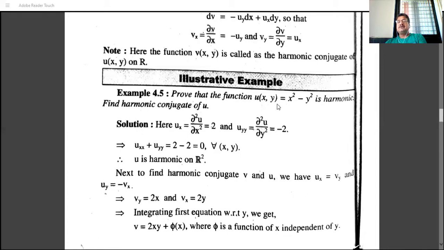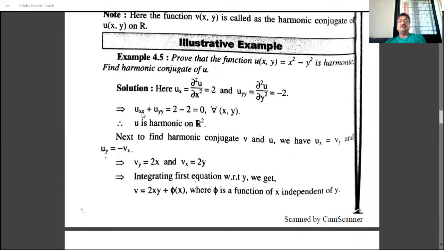And u_yy, first find u_y. So u_y is minus 2y and u_yy is minus 2. And so u_xx plus u_yy is 2 plus minus 2, which is 0, and therefore u is a harmonic function. Now find the harmonic conjugate of u. Suppose v is the harmonic conjugate of u, and therefore we have the equations u_x is equal to v_y and u_y is equal to minus v_x. So remember these two equations.